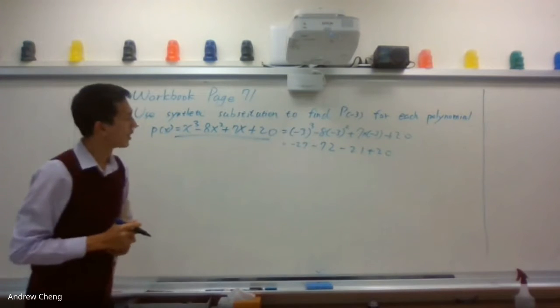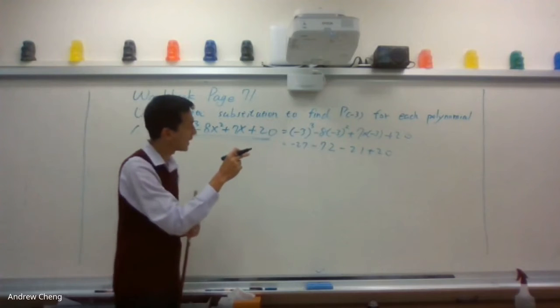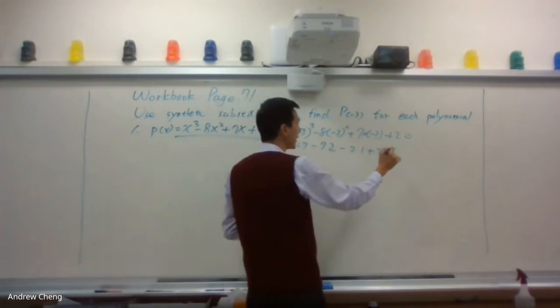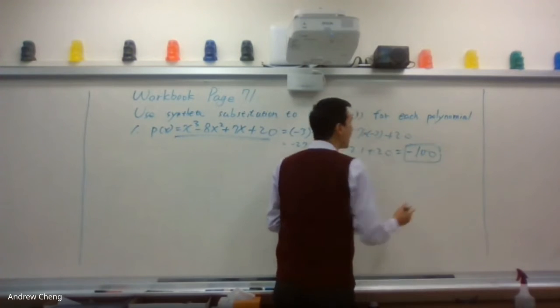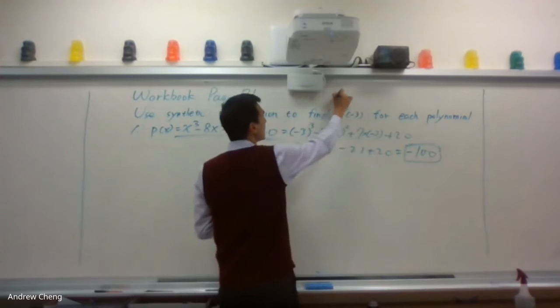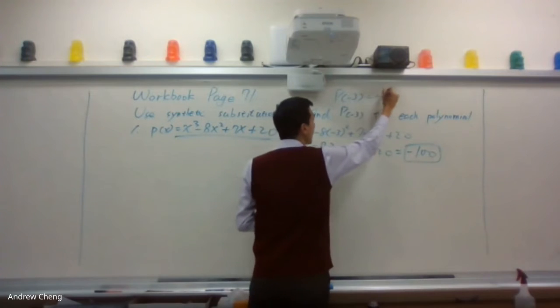Right? Well, what will it be? So -99, -120 plus 20 is -100. Okay, this is the answer I'm looking for. So p(-3) equals -100.